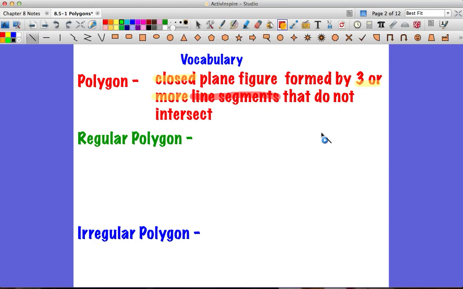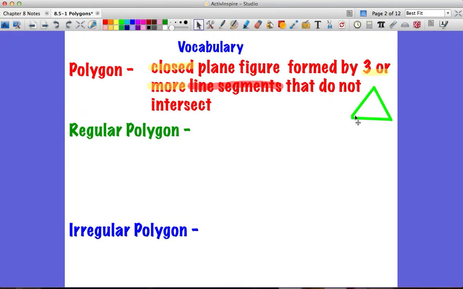So a line segment looks something like this. It has an endpoint on both sides, and you need three of them. So 1, 2, 3. A triangle is a type of polygon. It's the smallest polygon that you can have. Each of the sides connects with the other. That's the only spot that they intersect, and it's closed.